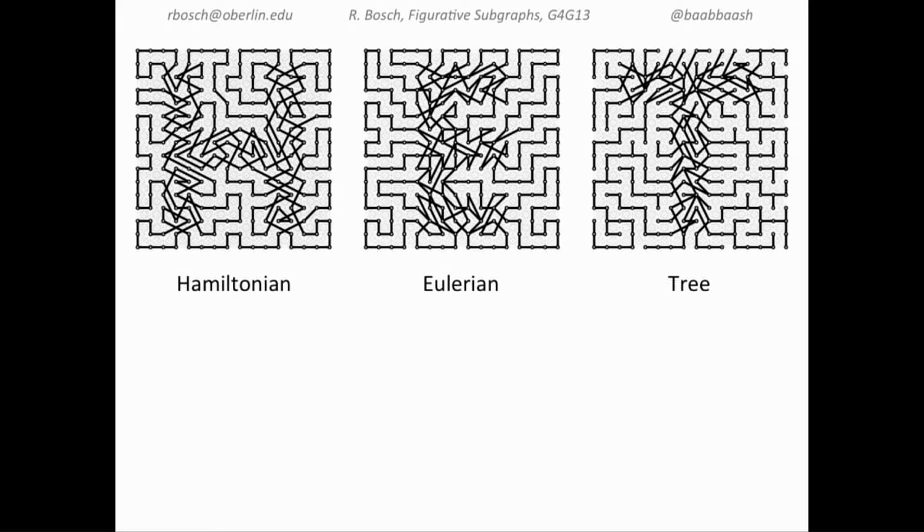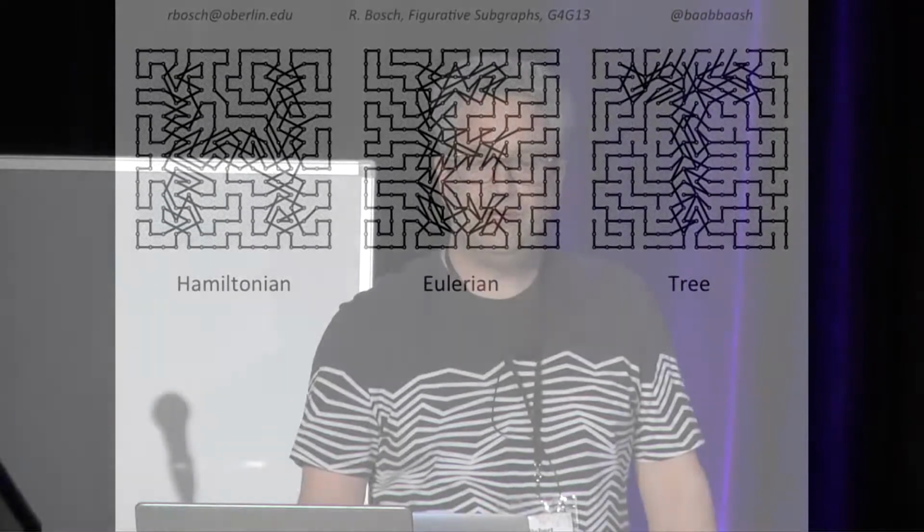If we step back from these, you might see that they spell out H, E, and T, and that's because the one on the left is a Hamiltonian cycle, a single loop. The one in the middle, where all the vertices are even degree, is an Eulerian circuit, and the one on the right, which is connected and acyclic, is a tree. Now, these are crude examples of figurative subgraphs. Again, all the edges come from the original 16 by 16 king-knight chessboard graph.